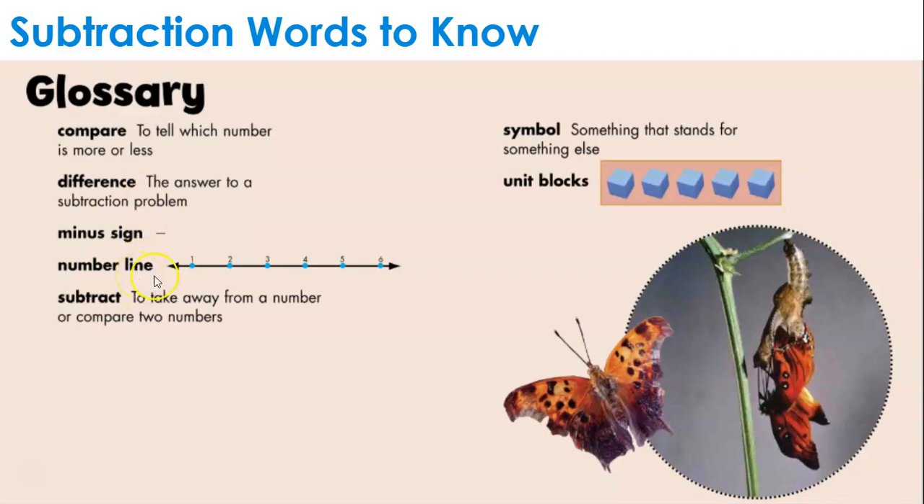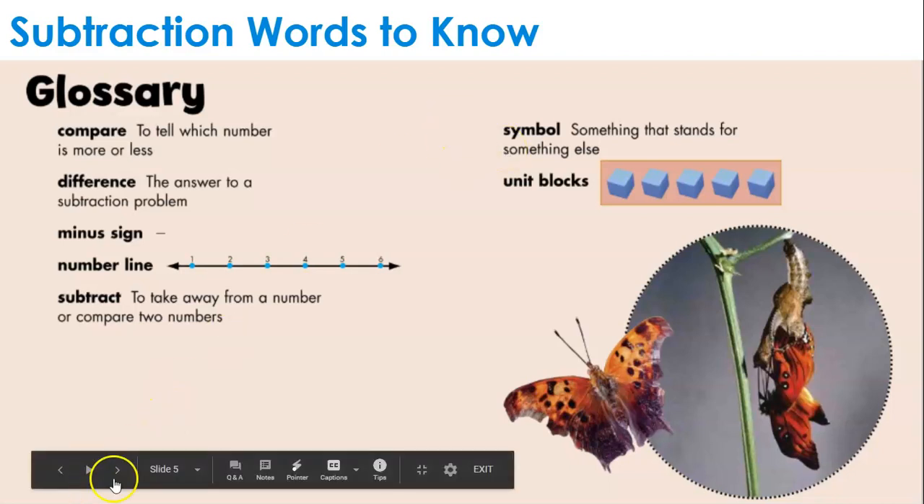We can use a number line where we can count backwards to show we are subtracting. Subtract means to take away. It's an action, to take away from a number or compare two numbers. We have a symbol. When I ask you to draw my circles or other shapes, that's a symbol. So get ready to use those. And they normally stand for something. And for this activity, you're going to see unit blocks. And they mean the same thing as 1. They're equivalent to 1.